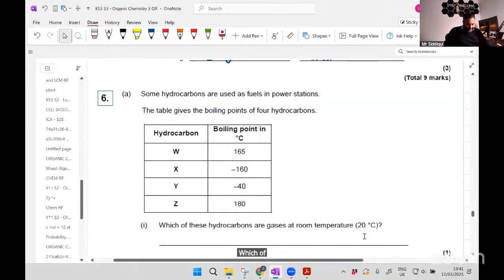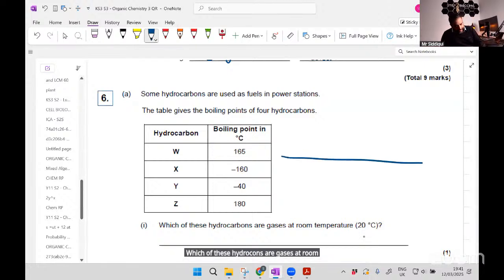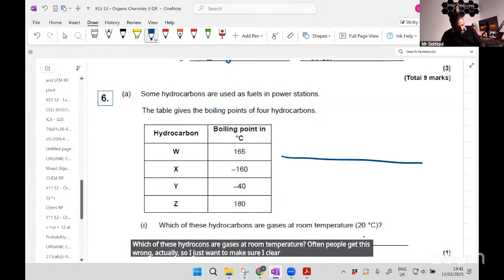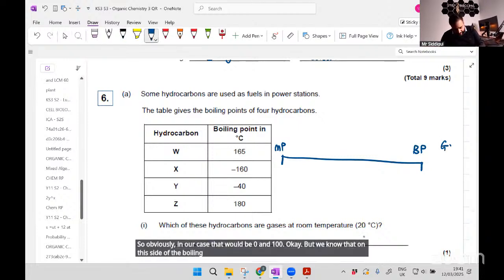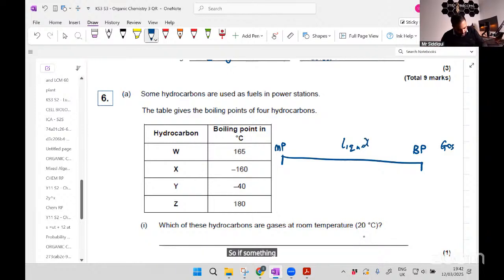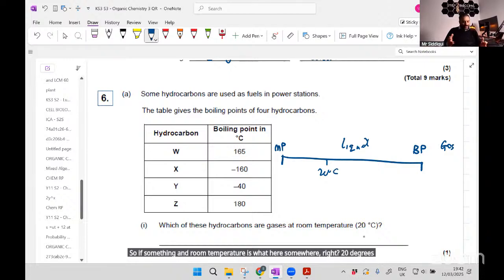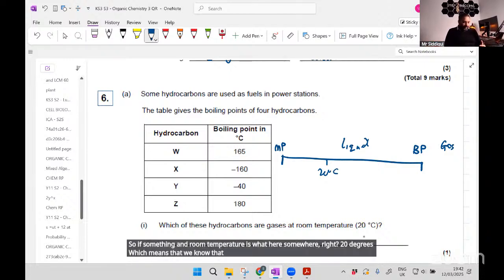Which of these hydrocarbons are gases at room temperature? People often get this wrong actually, so I just want to make sure I clear this up. If we go with water, water has a boiling point, let's say there, and a melting point there. So obviously in our case that would be 0 and 100. But we know that on this side of the boiling point it is a gas. On this side of the boiling point it is liquid. And room temperature is somewhere here, right? 20 degrees, which means that because the boiling point is above room temperature, it's a liquid.